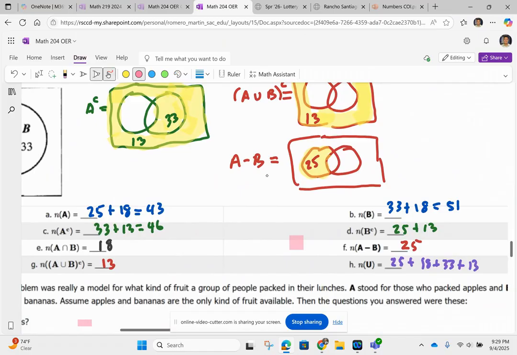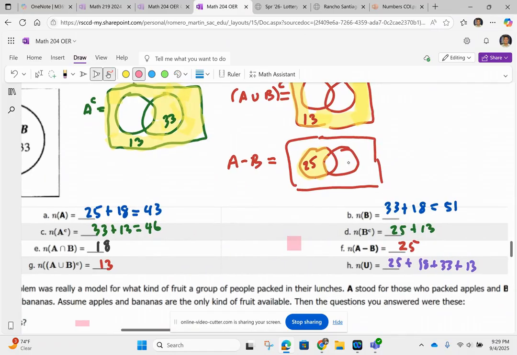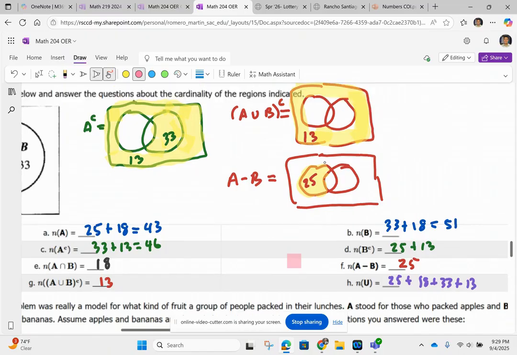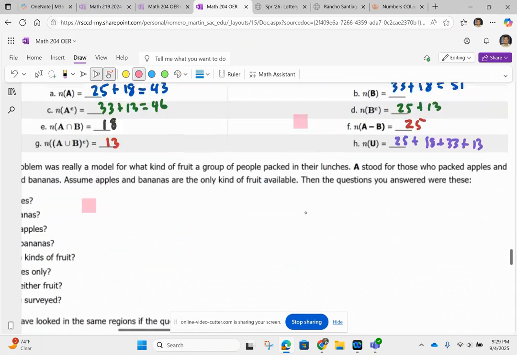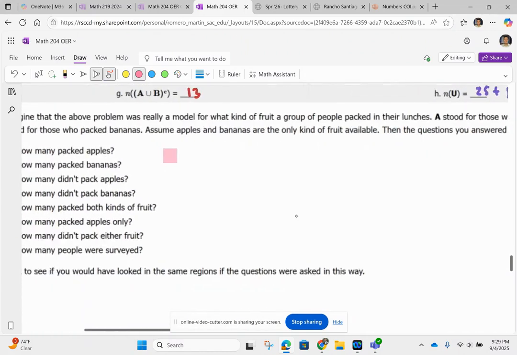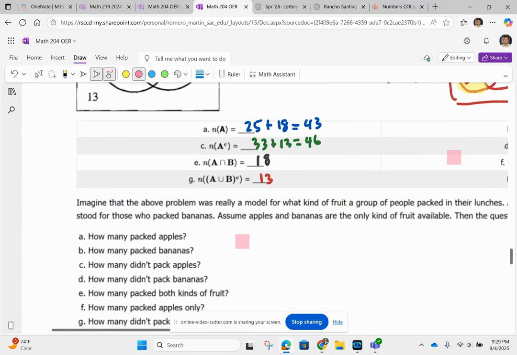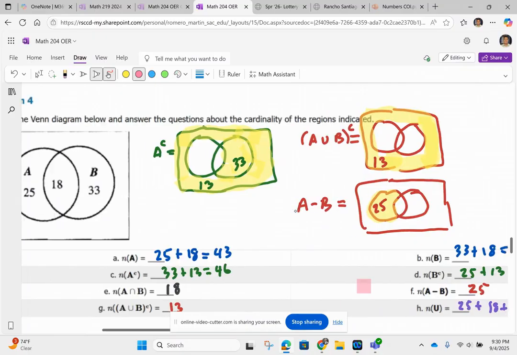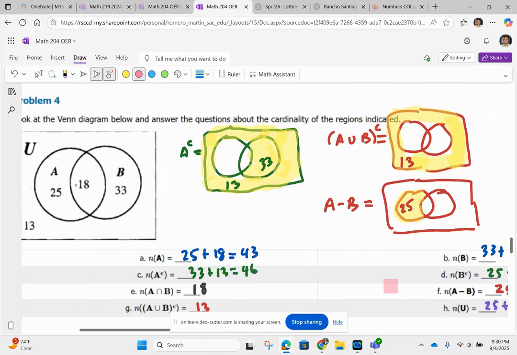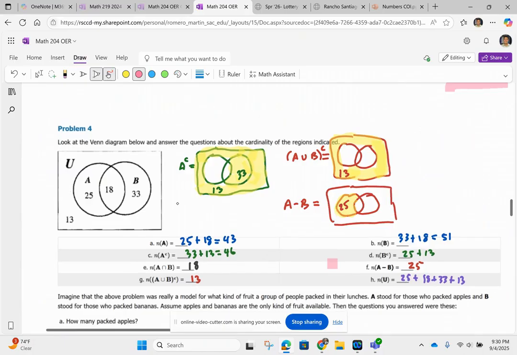How about A minus B? Here's the image. A, and then take away everything from A that B has with A. And so when I pull out the B here, you're just left with this component, which is 25. The number of A minus B is 25, but that's letter F. That would be how many packed apples only. A apples minus anyone who packed bananas. That's what we're doing. And there was only 18 that had bananas and apples. So those people come out. So I'm left with 25.